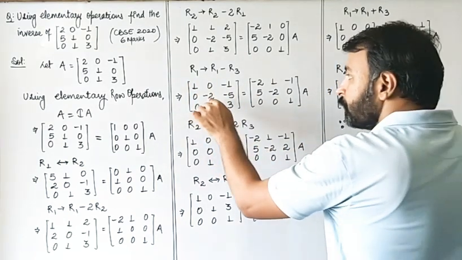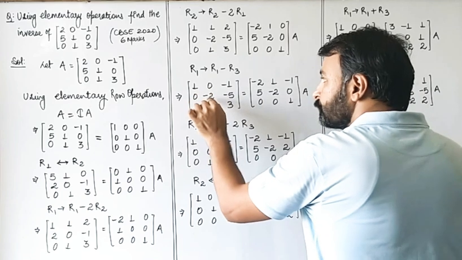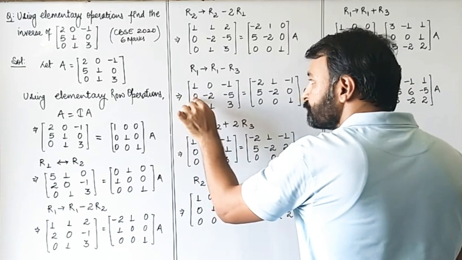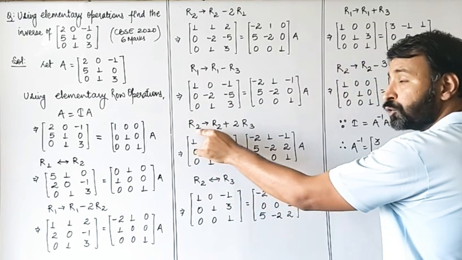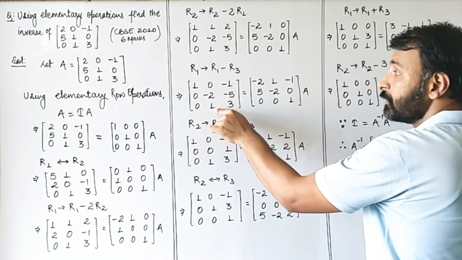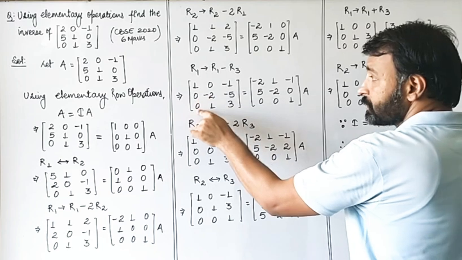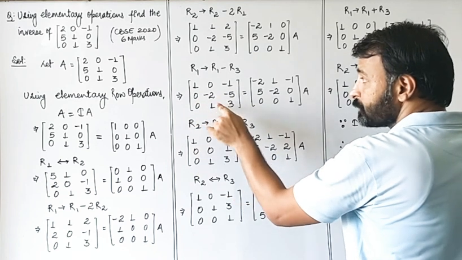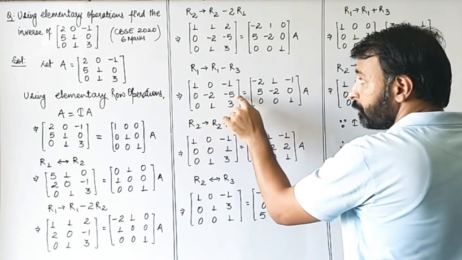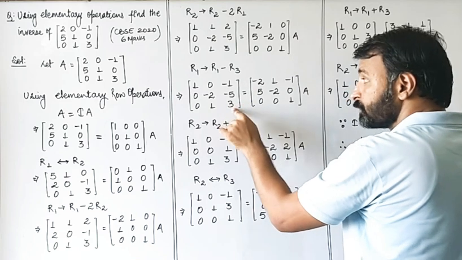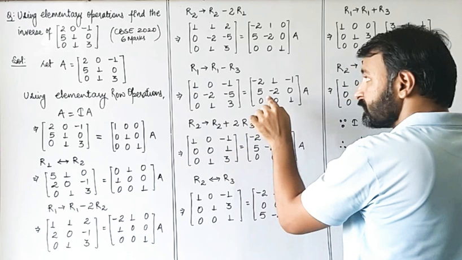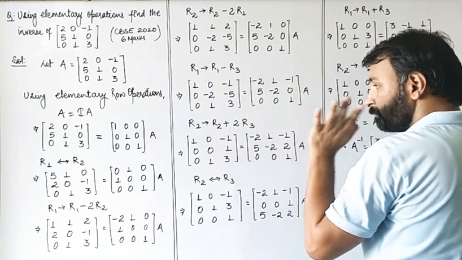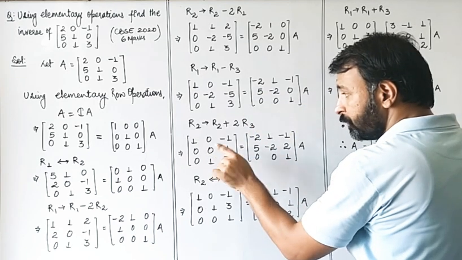So first I'll make this 0. To make this 0, we will apply the row operation row 2 tends to row 2 plus twice row 3. So 0 plus twice of 0 is 0. Minus 2 plus twice of 1 is 0. Minus 5 plus twice of 3. Twice of 3 is 6. Minus 5 when added to 6 is 1. Same is done over here. Now this becomes 0. This is 1.